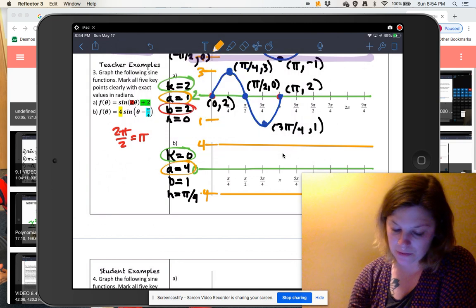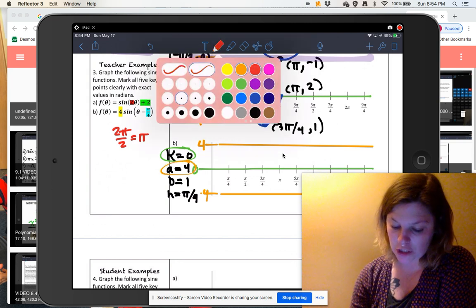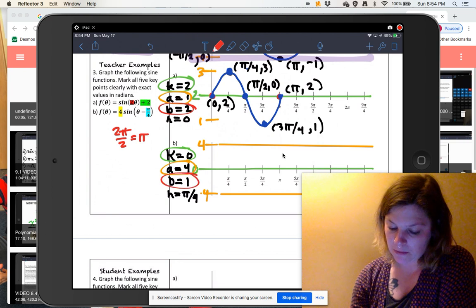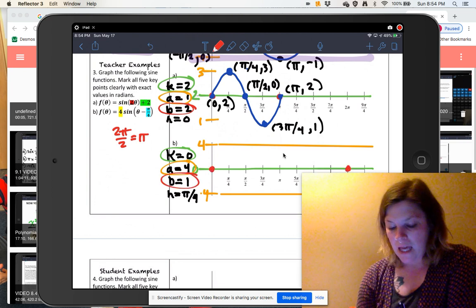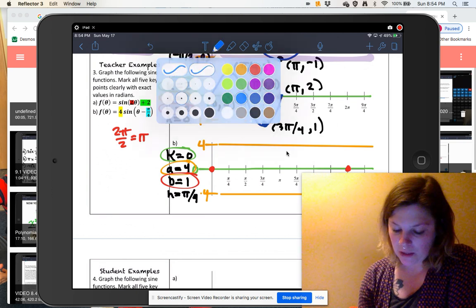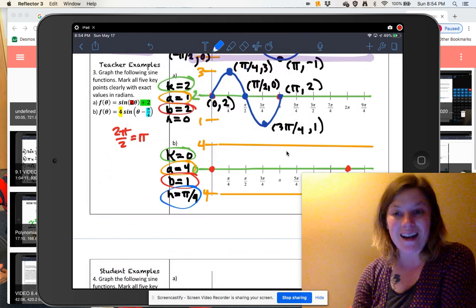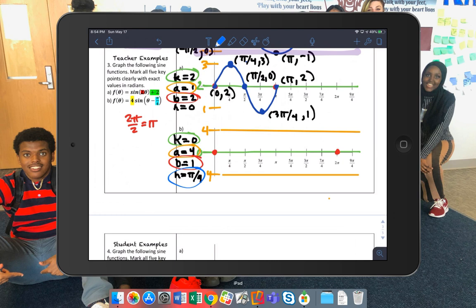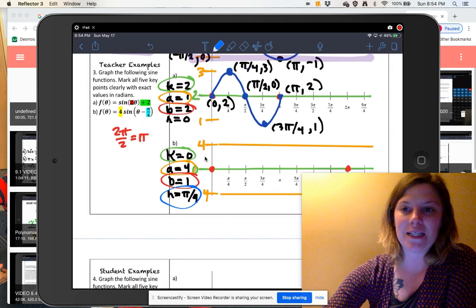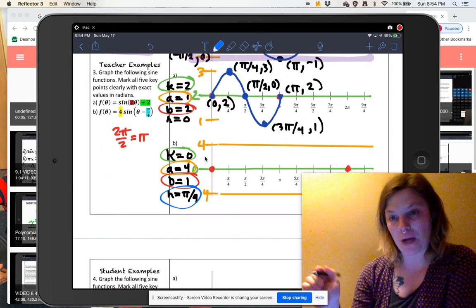Our b value is 1, so that means nothing has changed for our b value. So I'm going to mark the start and the end where it should be. And then this is the tricky part. Our h value has changed. It's a positive pi over 4. So that means every single spot is going to be moved over to the right pi over 4.